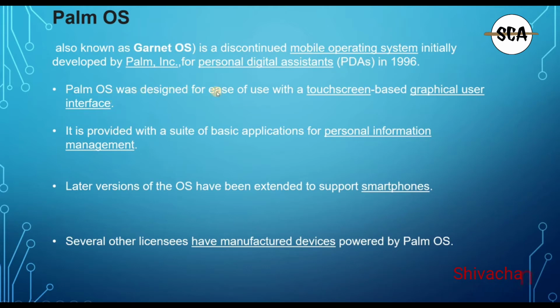Palm OS was designed for ease of use with a touchscreen-based graphical user interface. It is provided with a suite of basic applications for personal information management. Later versions of the OS have been extended to support smartphones. Several other licensees have manufactured devices powered by Palm OS here.